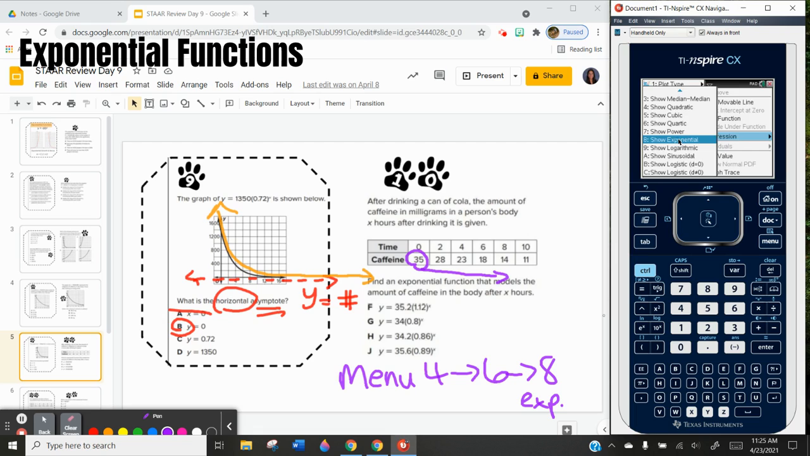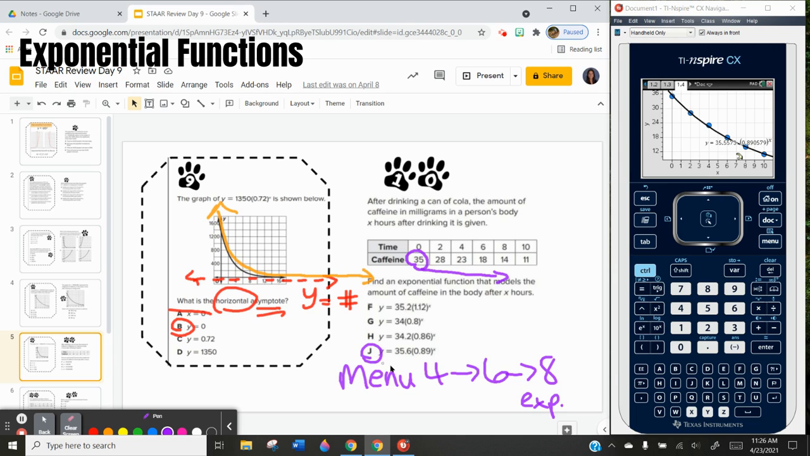So once I get there, I'm going to go ahead and click that. And this is the line that best goes through those points, which is the start value of 35. If you looked at all your answer choices, they all started at about 35. So 35.55, which rounds to 36. And then if you look at your value that it's decreasing by, it's 0.89. So that matches with J.